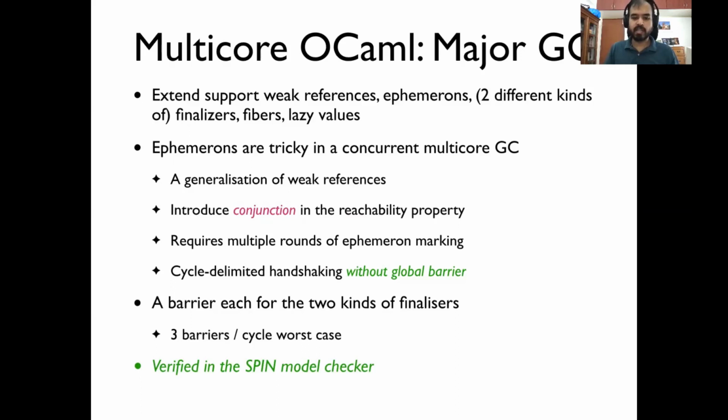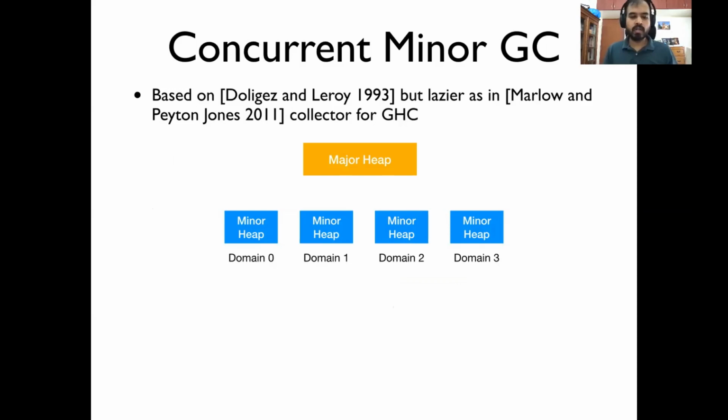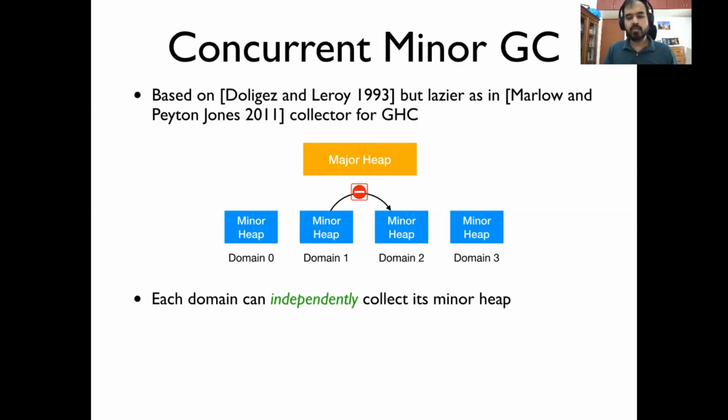Next, we come to the issue of what to do about minor GCs. Our initial design was based on the Doligez-Leroy 93 collector, which uses a minor heap per domain, but it's lazier, along the lines of the GHC collector from Marlow and Peyton Jones 2011. This particular design has an invariant that there are no pointers between two minor heaps, and this allows each domain to be independently garbage collected.